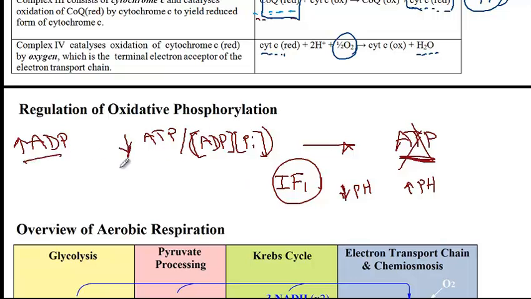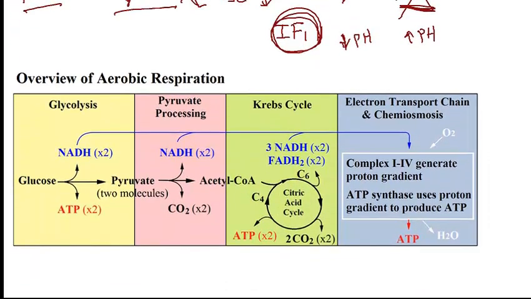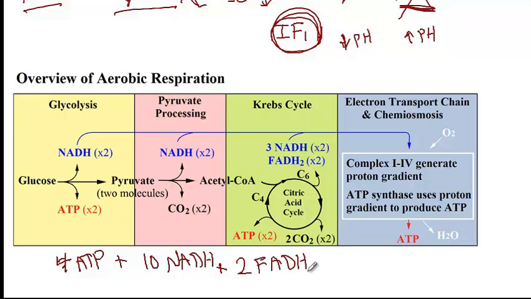So again, high ADP, low ATP, or ischemic conditions that can activate IF1, these are all helping to regulate the activity of ATP synthase in oxidative phosphorylation. Now, as for the overview of aerobic respiration, we've already discussed that we got a total of 4 ATP via substrate level phosphorylation plus 10 NADH plus 2 FADH2. And if you don't remember how we got all those, here I outlined it again.